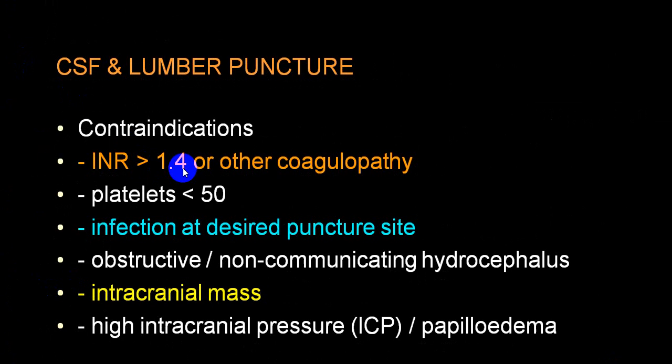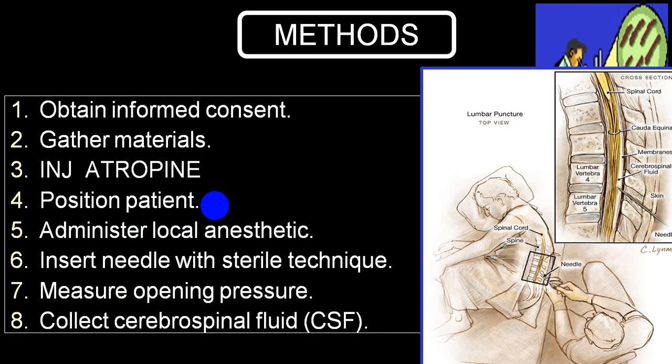If INR is more than 1.5, or the person already has well-established bleeding disorders and platelet count less than 50,000, infection at the puncture site, obstructive or non-communicating hydrocephalus, SOL, raised intracranial pressure with papilledema, these are all contraindications. Now we are going through the method.